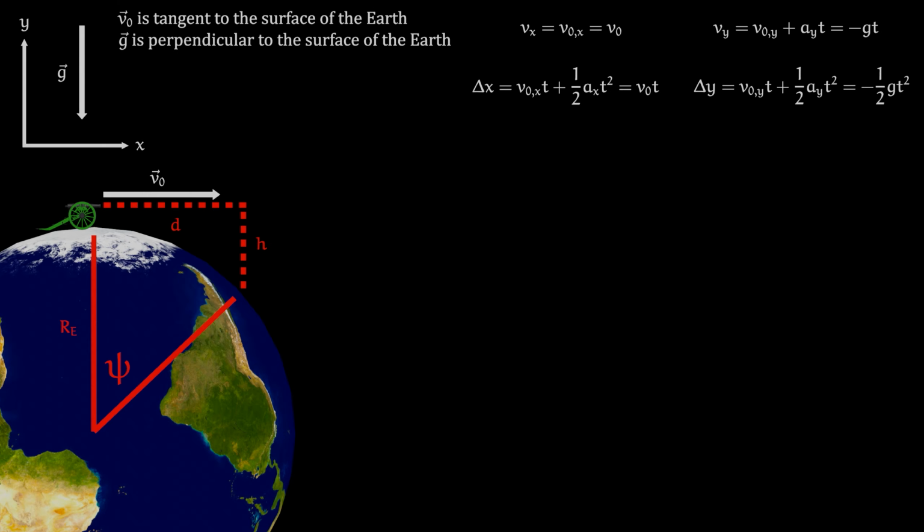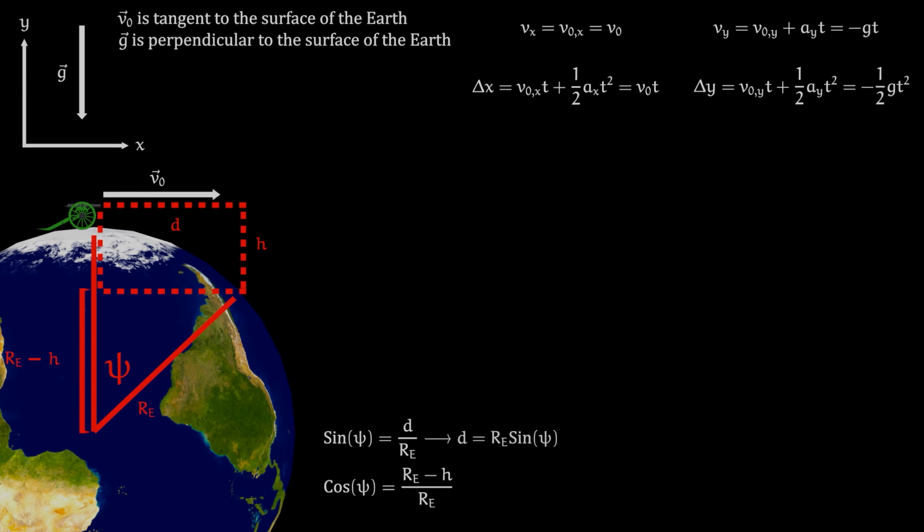If we make a rectangle out of the lengths d and h like this, we now have one side of a right triangle with the length of the radius of Earth minus h, another side with the length of d, and the hypotenuse with the length of the whole radius of Earth connected with the angle psi. From this diagram, we can write the sine and cosine of the angle psi. From this, we can find the length d is equal to the radius of Earth times the sine of psi. And the length h is the radius of Earth times 1 minus the cosine of psi.